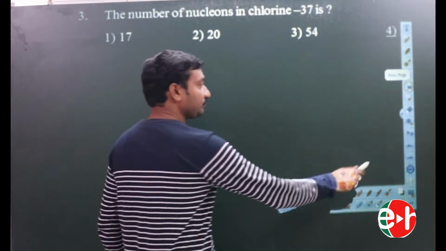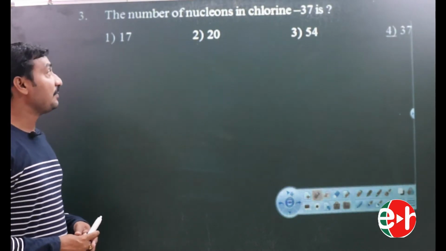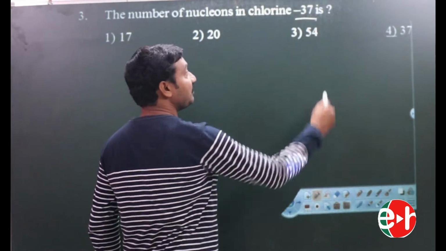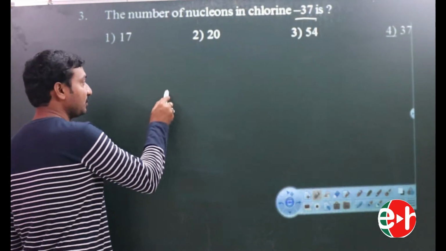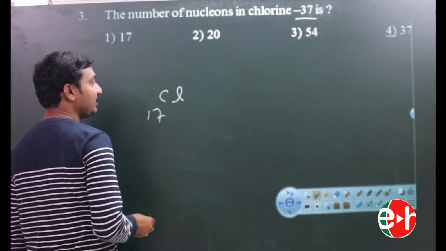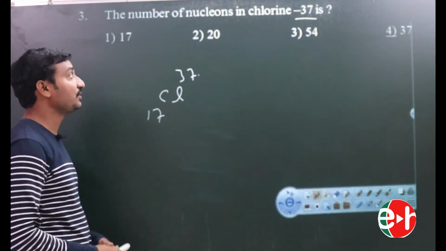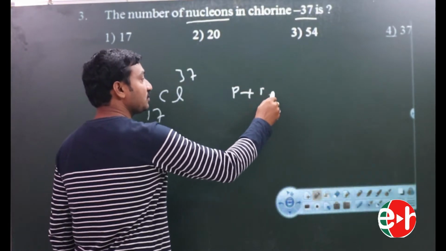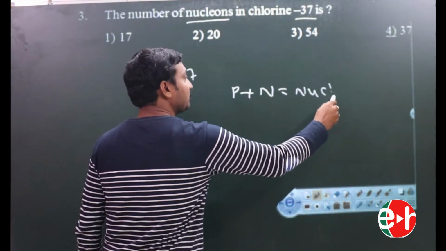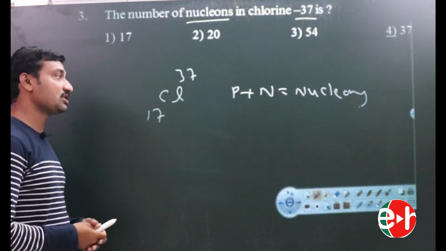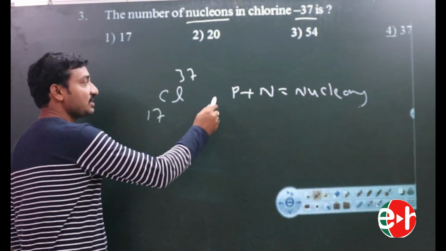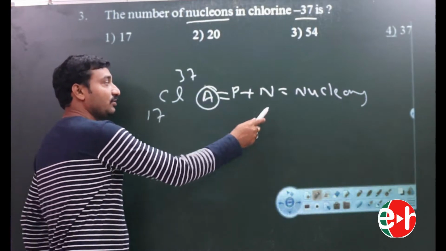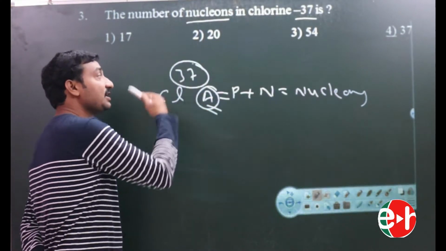See this question. The number of nucleons in chlorine 37 is, this is mass number, chlorine 37 mass number, chlorine atomic number 17, mass number 37. You know what are nucleons? Nucleons are the sum of protons plus neutrons, also called mass number. Hence 37 is the right answer.